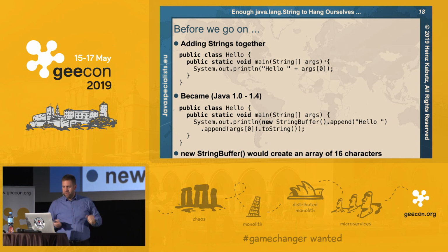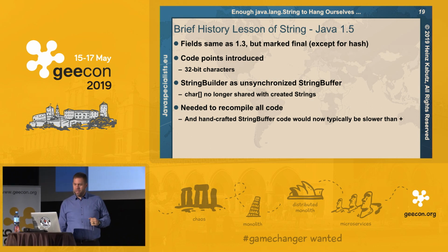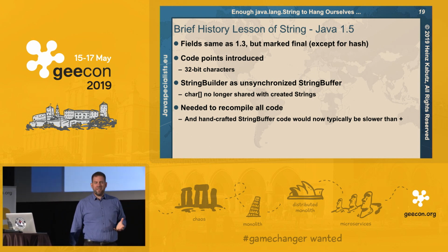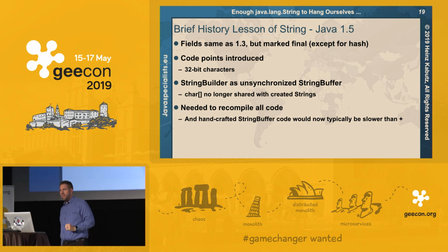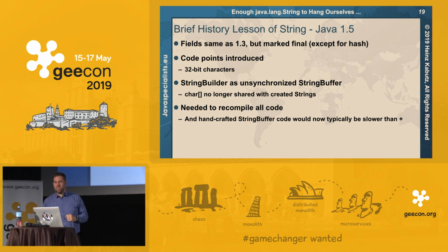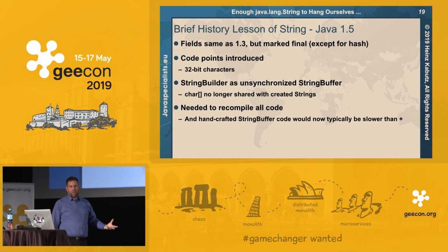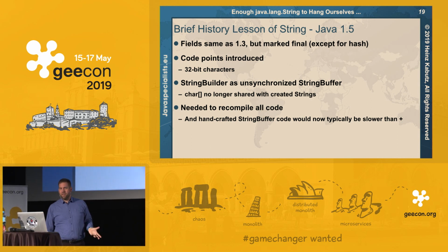So that's what's generated. And in Java 5, the fields stayed the same as 1.3, but they marked them as final, except for hash, of course. And if you think about it, we all know that strings are immutable, right? Well, actually, they're not. Technically they're not immutable, because when you construct a string, the hash code inside will change. There is a data race within string.